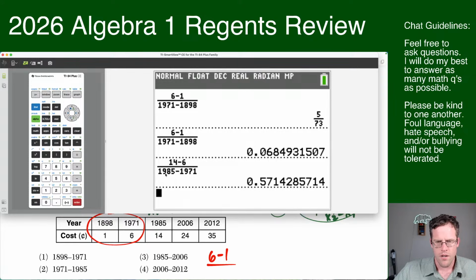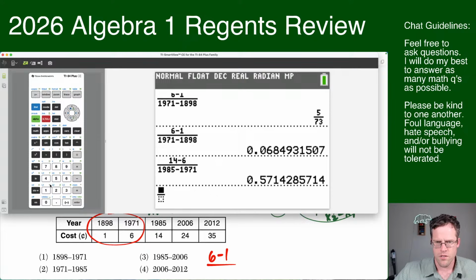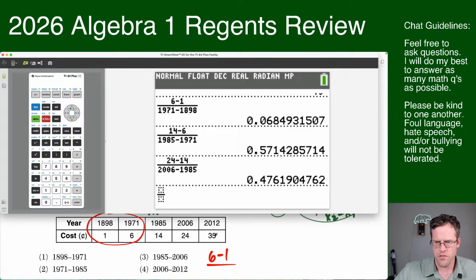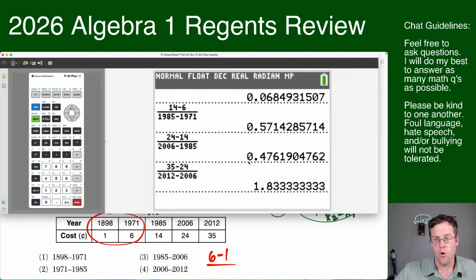Okay, so now we move on, 1985 to 2006. So that's 24 minus 14. I'll pretend I don't know. That's 10. And then 2006 minus 1985. So less. All right, now moment of truth. The last one. We're going from 2006 to 2012. And it's an increase of 11 cents. Okay, but 35 minus 24 over 2012 minus 2006. And this is the only one that's more than 1. So choice 4 is already going to be our answer.